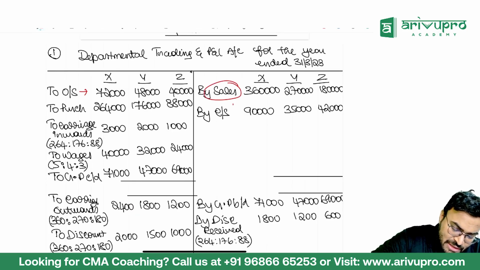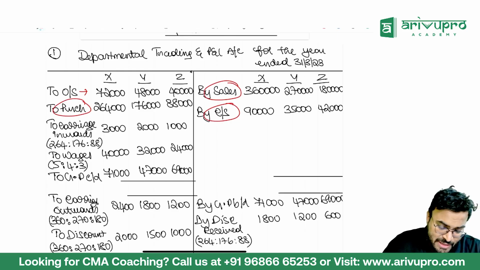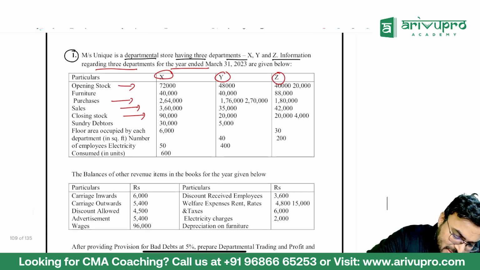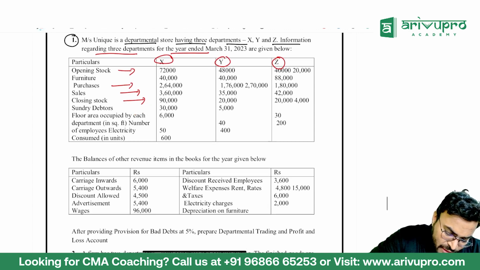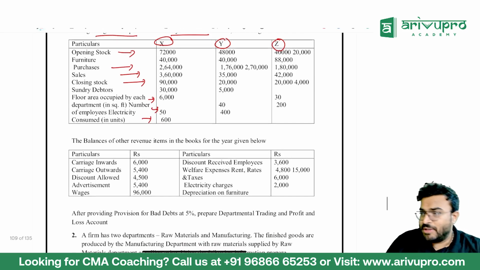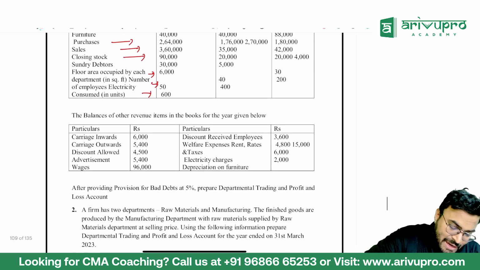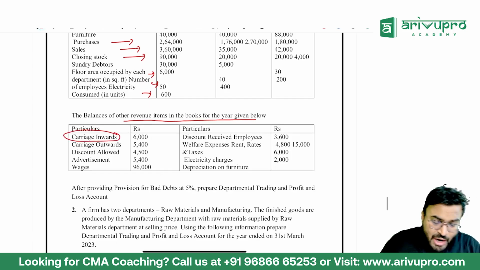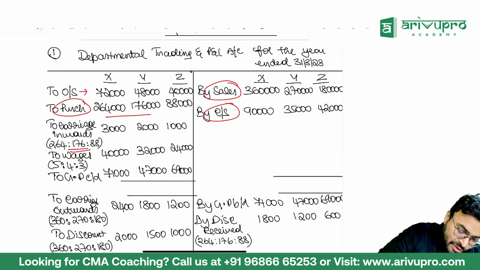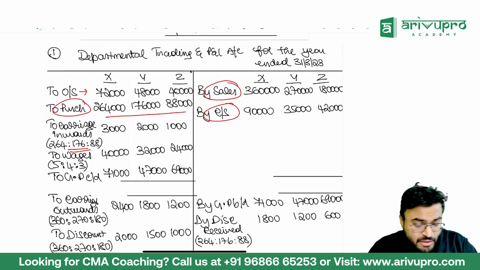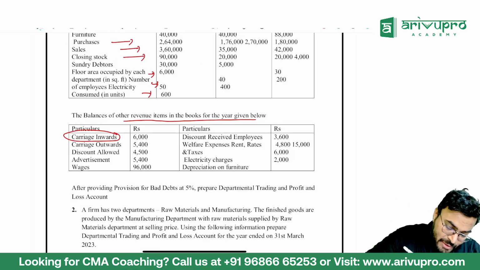Can you see sales, closing stock and purchases directly given? Then sundry debtors not required. Okay, floor area is given and number of employees are also given and electricity consumed is also given. The balances of other revenue items is given. Now carriage inward. How will you apportion carriage inward? See, carriage inward is apportioned on the basis of purchase.